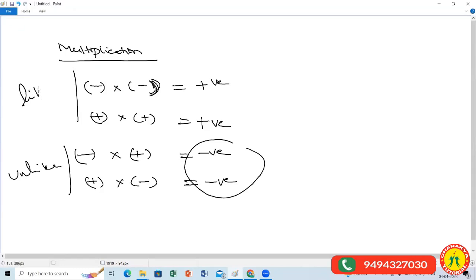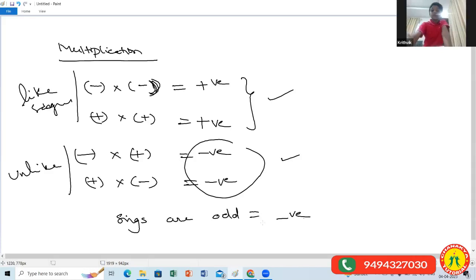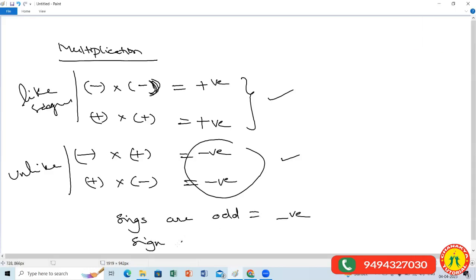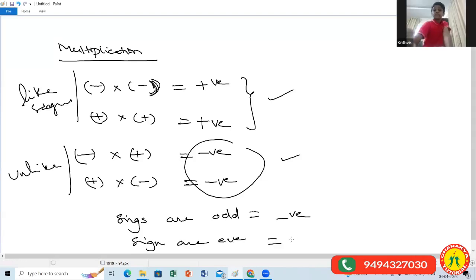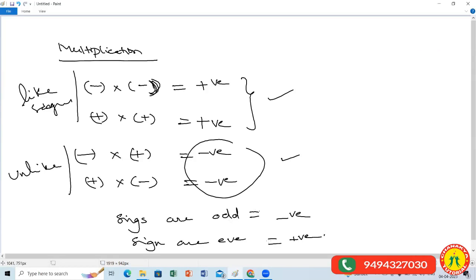Like signs means the same signs. In multiplication, multiplying same signs gives a positive result. If it's unlike signs, you get a negative result. Here we are using only two integers. If there are more than two integers, you have to count the number of signs. If the number of negative signs is odd, the result is negative. If it is even, you get a positive result. Same as normal multiplication, keep it positive.